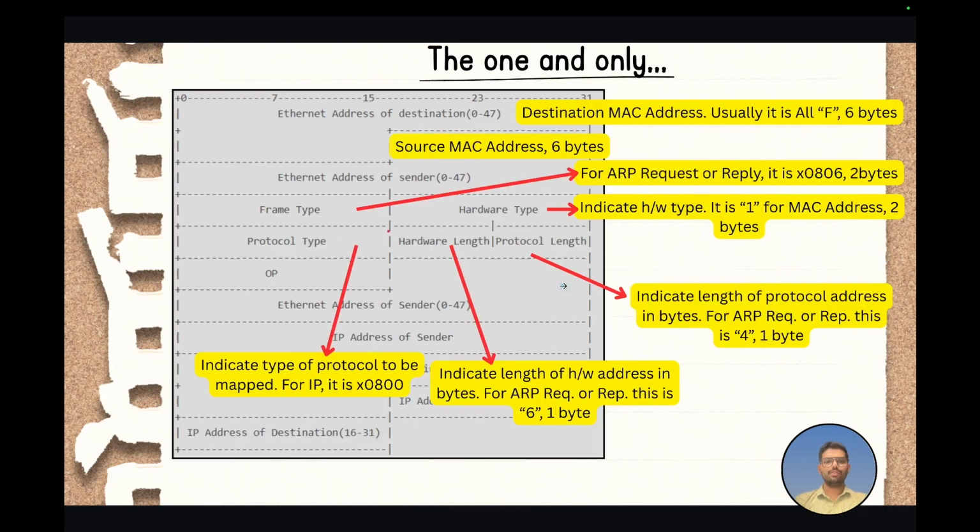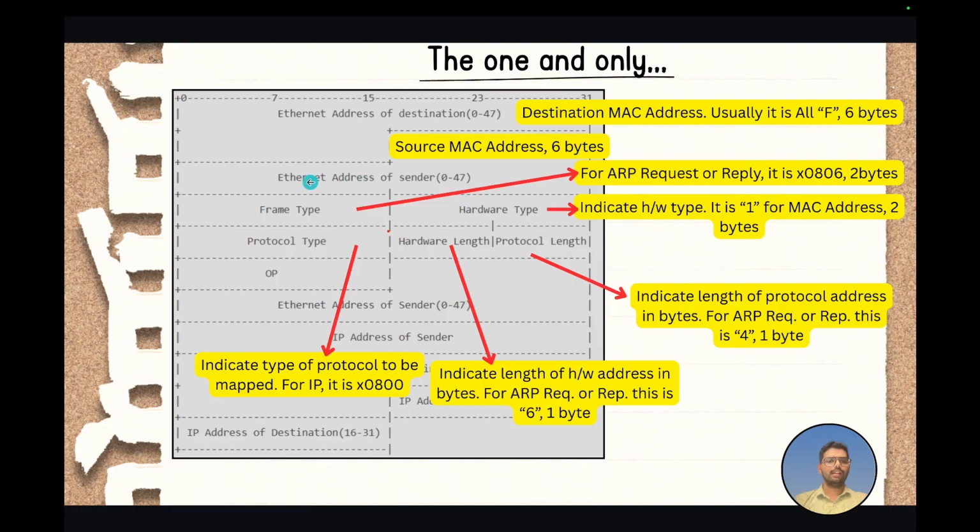Now let's get to know the fields. First is the Ethernet address of the destination, that is the destination MAC address. Usually it is all Fs, because the destination address is not known, which is why we broadcast on the network. Technically this will be an ARP request for the first time. The length of this field is 6 bytes, as a MAC address is 6 bytes.